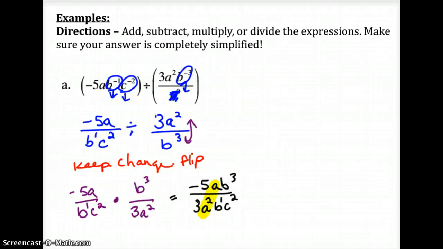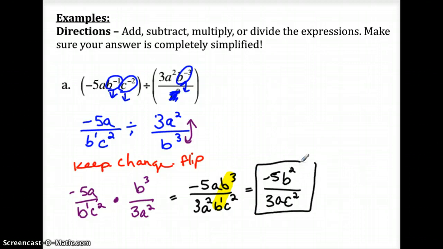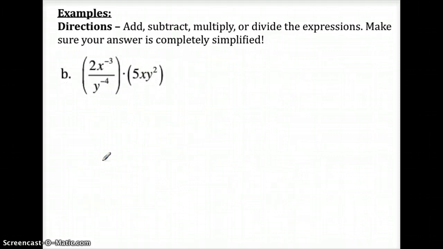So, I should do some reducing. Okay. Let me change back to my pen. Negative 5 and 3, those are not going to reduce, so I'm stuck with them. However, I have an a on top and 2 a's on the bottom. So with some canceling, I would have a single a left on top. Now let's talk about the b's. I have 3 on top and 1 on the bottom. Well, with some canceling, you'll have 2 left on top, none on the bottom, and then I would have my c squared. Okay, so there's division.